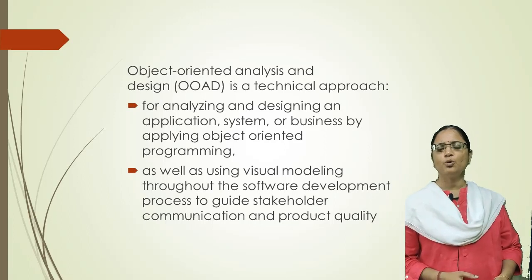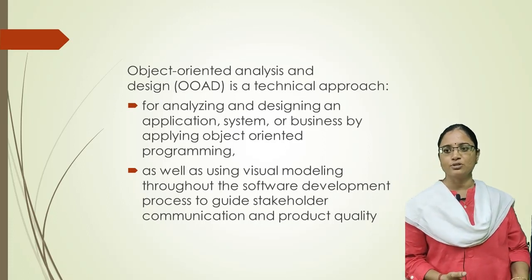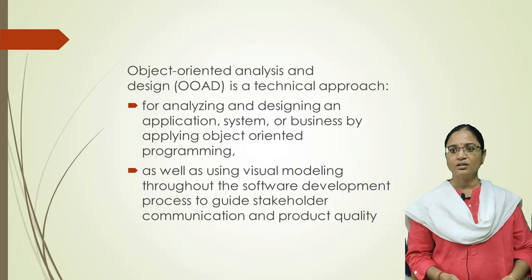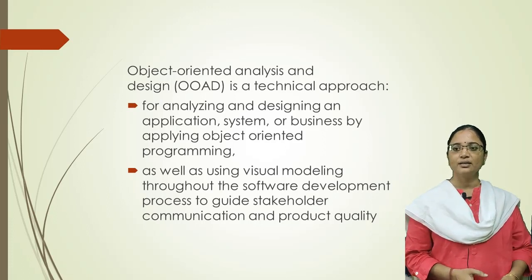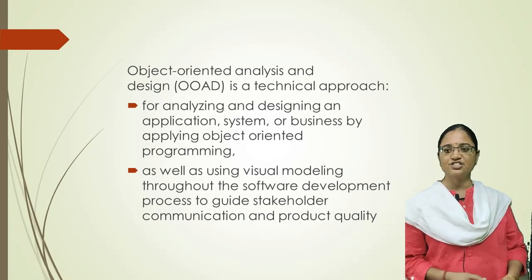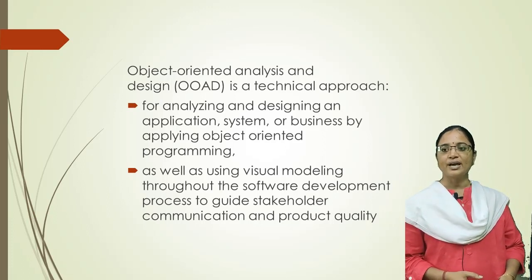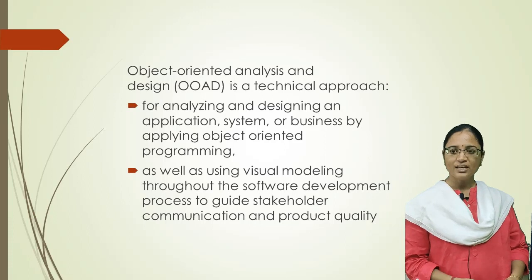That means visual modeling. What is this visual modeling? Throughout the software development process, it guides the stakeholder and the product quality. So what does visual modeling mean? Visual modeling is the use of systematic, rich graphical and text design notations to capture software designs. A notation such as UML allows the level of abstraction to be raised while maintaining rigorous syntax and semantics.